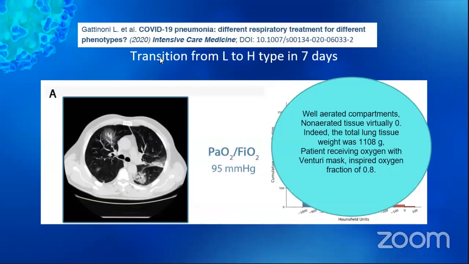Okay. Now, this article, or his research, is based on cases. Of course, he described one case in his article, a patient with a PF ratio of 95, and we can see most of the lung is aerated. Only a few patches are there, and the lung weight was only 1100, and the patient was receiving oxygen with an inspired oxygen fraction of 0.8. And non-aerated tissue was virtually almost zero. Most of the lung was aerated. Now, after 7 days, this was L type.